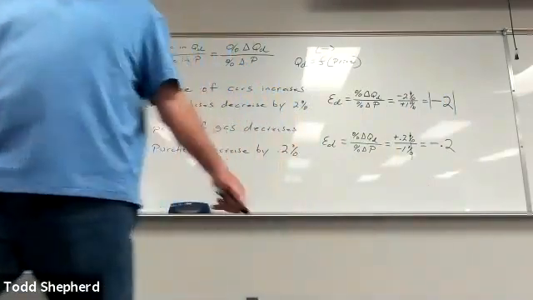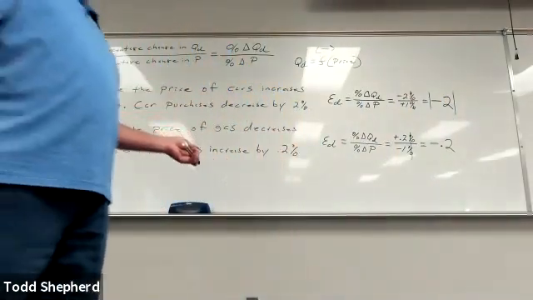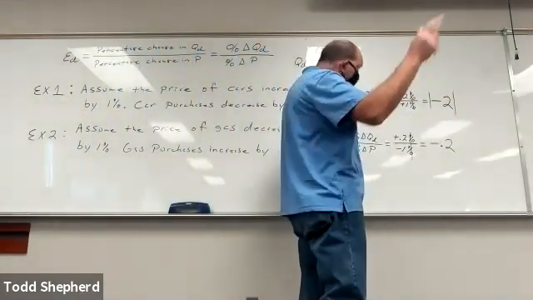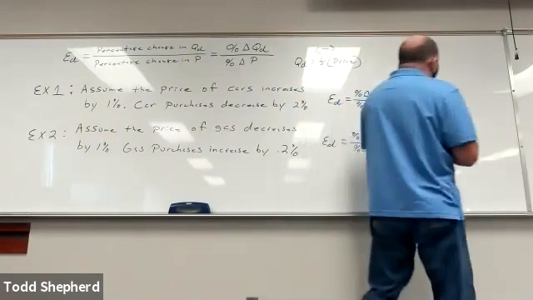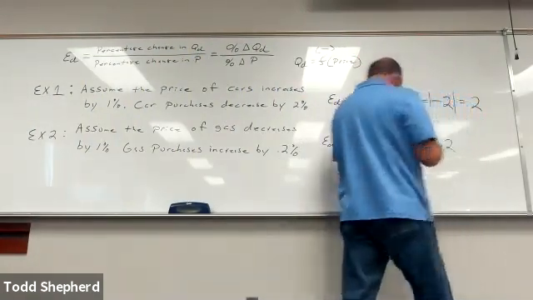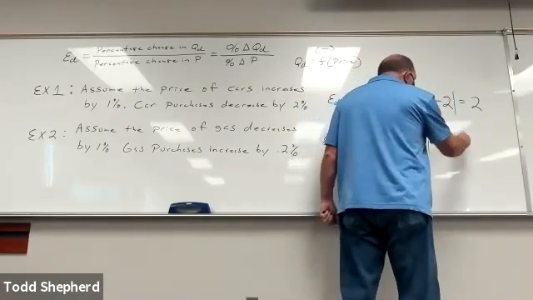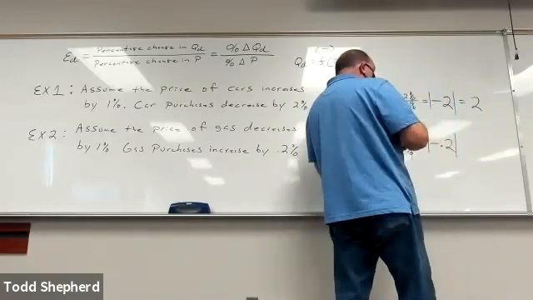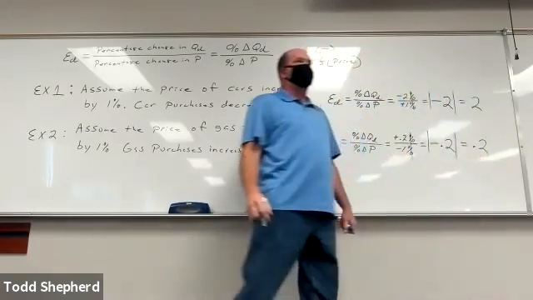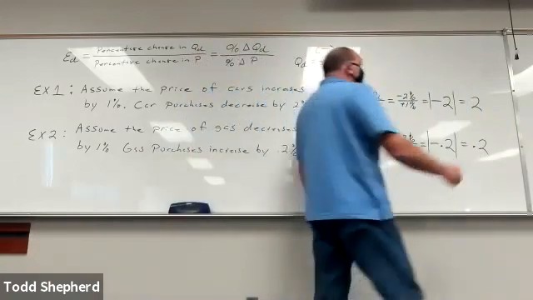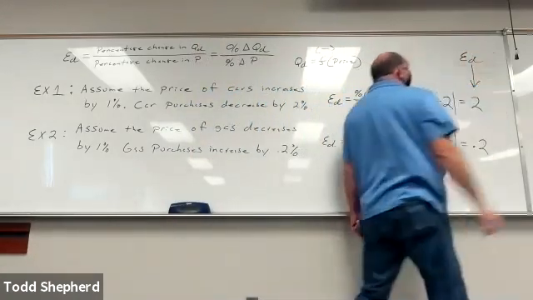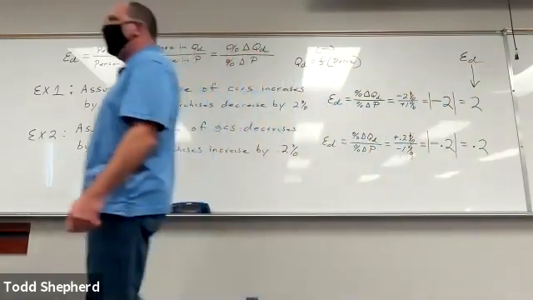Can anybody tell me, what does taking the absolute value do? Makes it positive. So what is the absolute value of -2? It's going to be 2. If you take the absolute value of -0.2, you get simply a positive 0.2. And these would be your final numbers for the elasticity of demand.